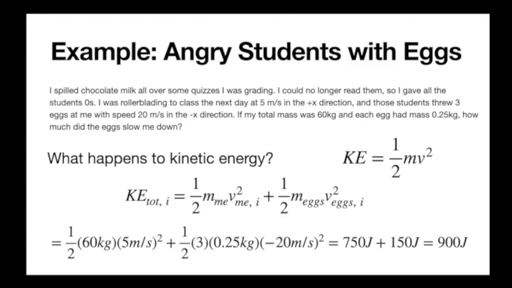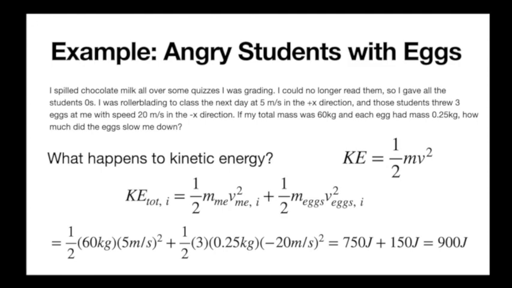I plugged in -20, but it doesn't matter. Even though the eggs are moving the opposite direction to me, you can't have negative kinetic energy. Motion in any direction has energy. And so -20 squared is the same as 20 squared. It doesn't matter. It's just the magnitude, their speed.